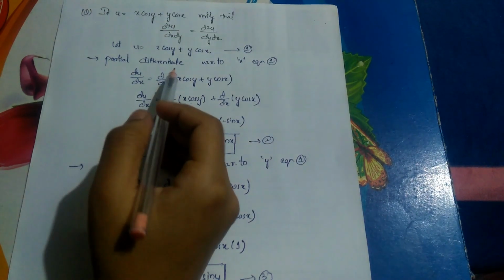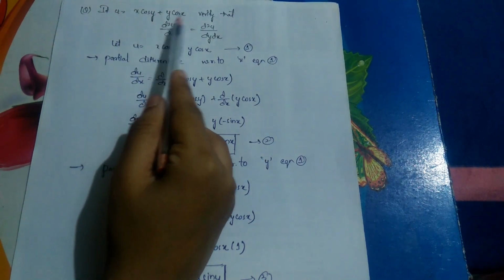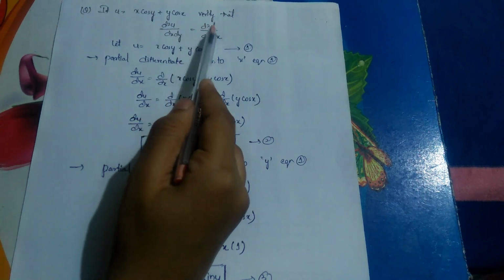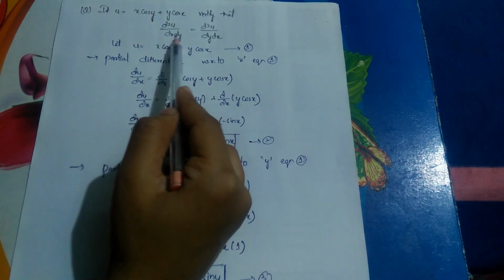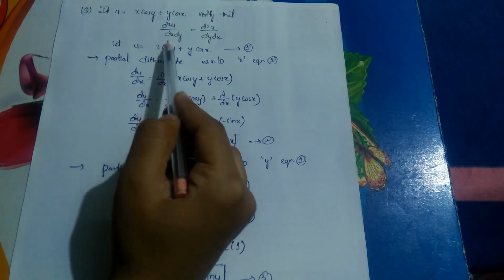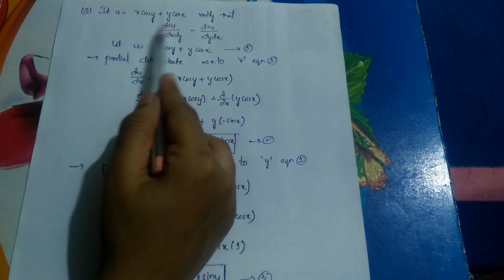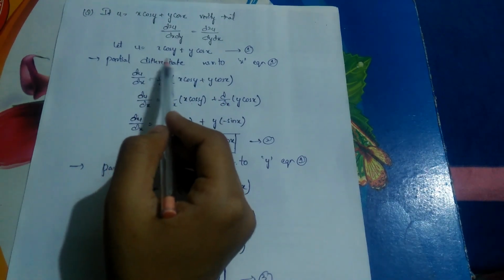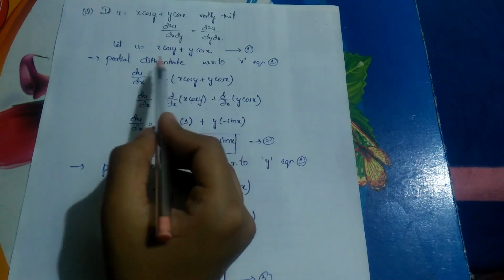We shall see another problem here. If u is equal to x cos y plus y cos x, verify that ∂²u/∂x∂y is equal to ∂²u/∂y∂x. So in order to find this ∂²u/∂x∂y, we first need the first order partial derivatives. Then we have to substitute in that, and you will get the final ∂²u/∂x∂y. So let u be equal to x cos y plus y cos x. Let it be equation number 1.